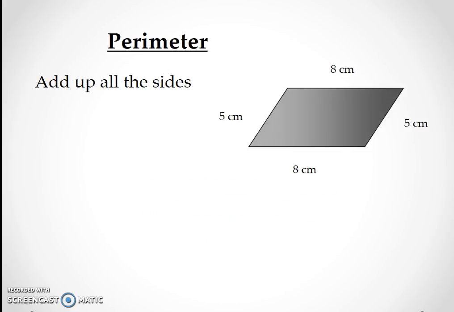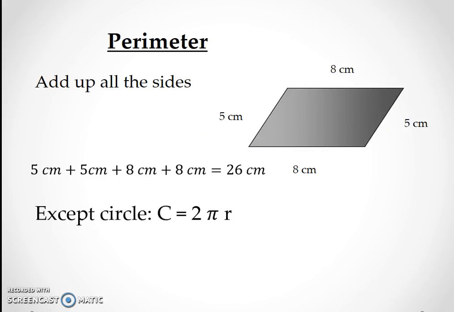We know that perimeter is essentially adding up all the sides. We want to know the distance around the shape. So for this, it is 5 centimeters plus 5 centimeters plus 8 centimeters plus 8 centimeters. So the total perimeter around this would be 26 centimeters. Except for a circle. We're now coming back to that equation again. We are finding the circumference of a circle, which has its own equation, 2 pi r, using the radius.